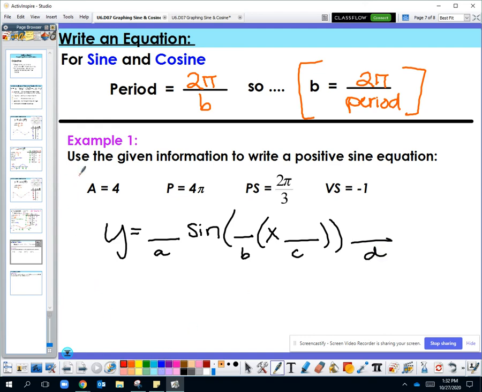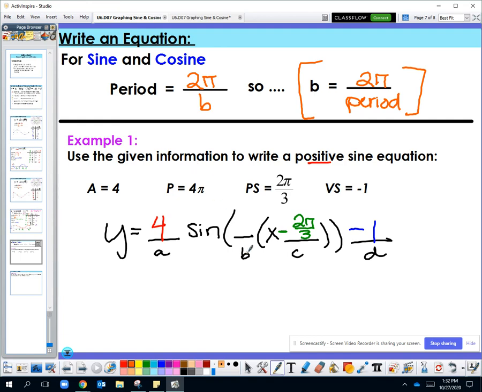So I know a is the amplitude, and I'll put that guy out front. I know it's positive 4 because it says write a positive sine equation. All right, P would be the period, which I'm going to skip for right now. Moving on to PS, which is the phase shift. A positive 2 pi over 3 means we're moving to the right 2 pi over 3, so I have to put a minus sign in right there. And then a vertical shift down 1, minus 1 at the end of our function.